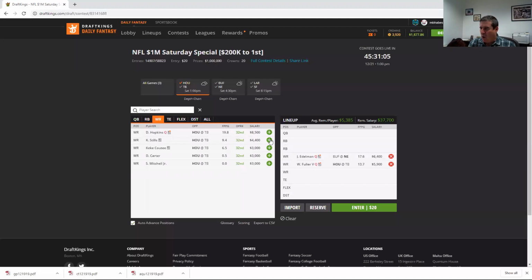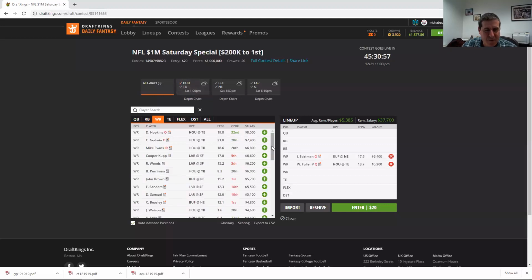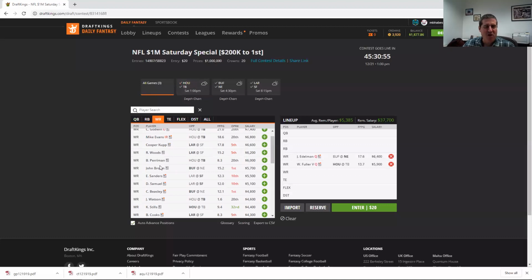And I'm looking at them, and they all look to have very similar type ownerships. We could just sort by salary here, but guys like Rashad Perriman, John Brown, Emmanuel Sanders, all these guys around that Cooper Kupp range. And I'm looking through all of them, and they all look to have very similar projections, okay? So we're looking at Perriman and Woods. Yeah, we're talking about some differences, but maybe a half point or 1 point.